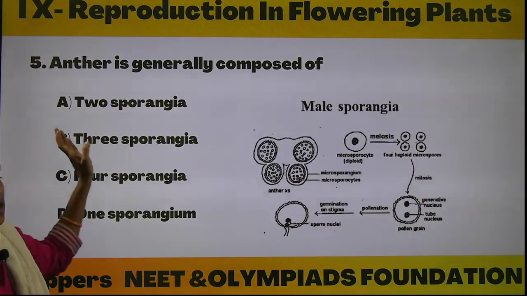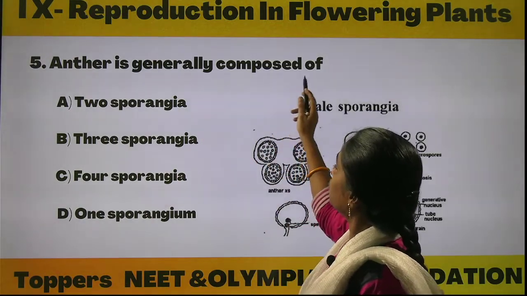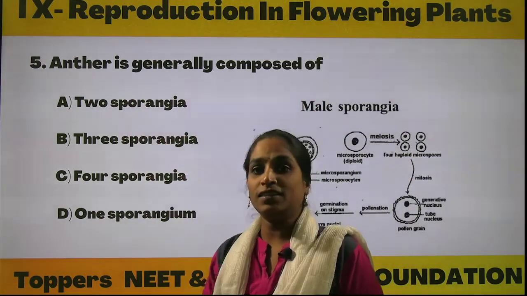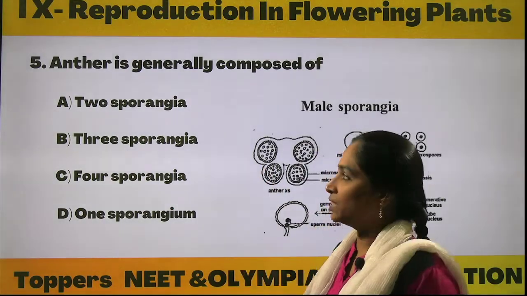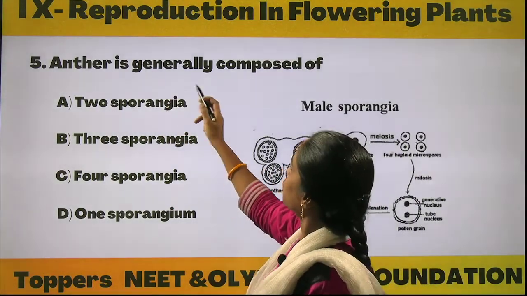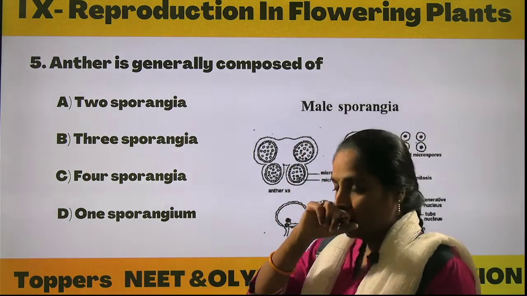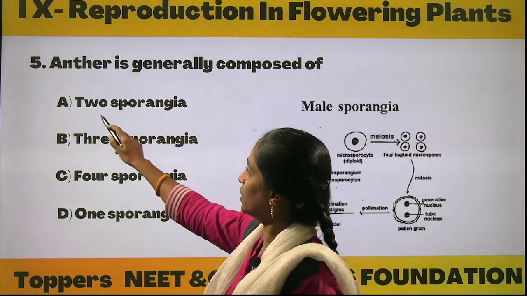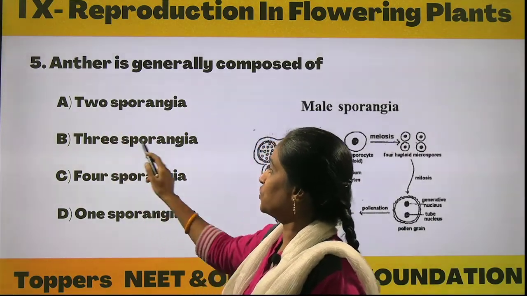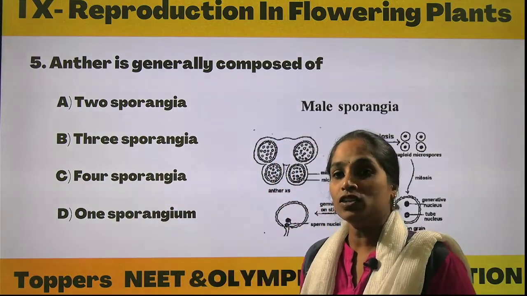Next, what is the next question? Anther is generally composed of. What is anther? Anther is one part of one organ of the male reproductive system. So anther is generally composed of. Okay, so how many sporangia? Sorry, he is asking the count. He has given the count: 2 sporangia, 3 sporangia, 4 sporangia or 1 sporangium.